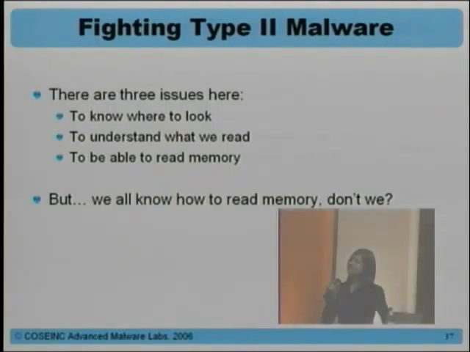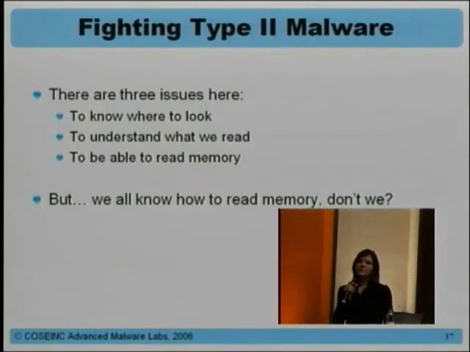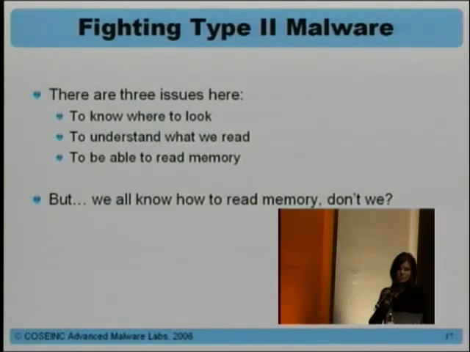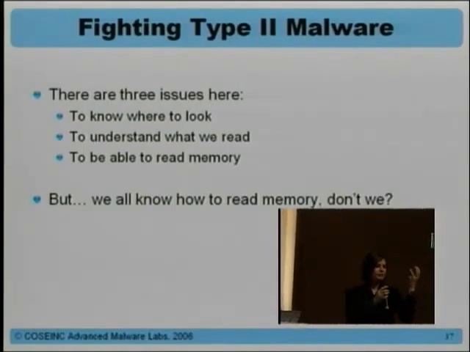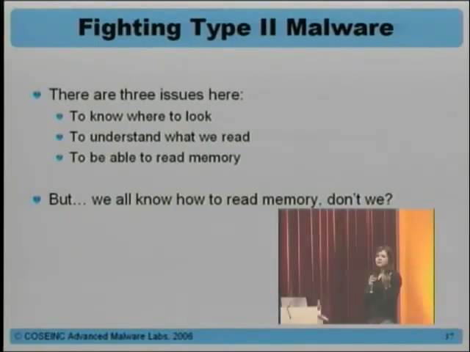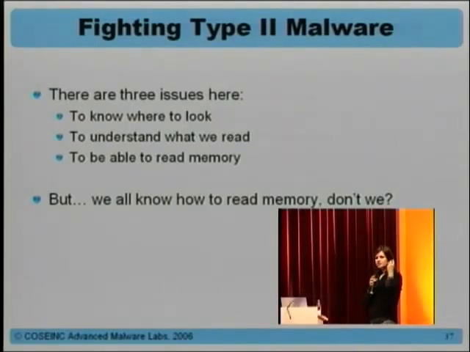And fighting type 2 malware is a very challenging task. Today we cannot solve it. We have three issues here. One issue is to know where to look, because if we have like 5 megabytes of data, there are some data which are pretty constant, and there are some data which are changing all the time. Maybe the change of some of those data means system compromise, and the change of others does not. So we need some way to know which data we need to look at.